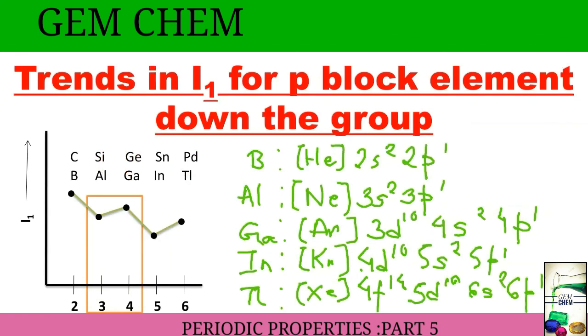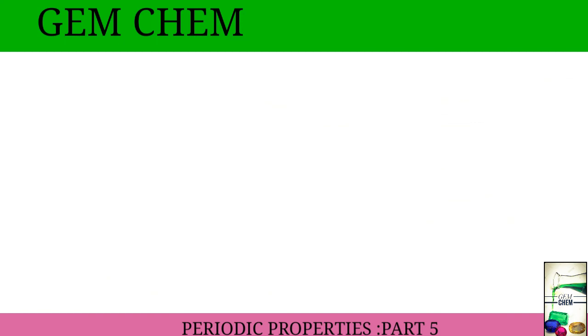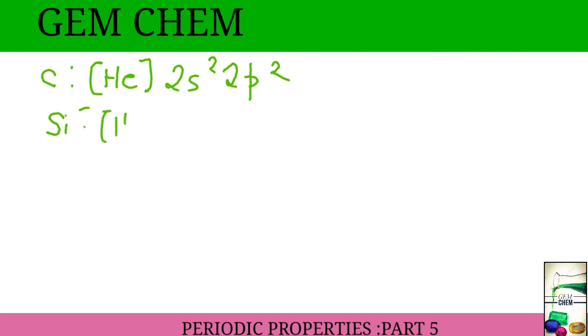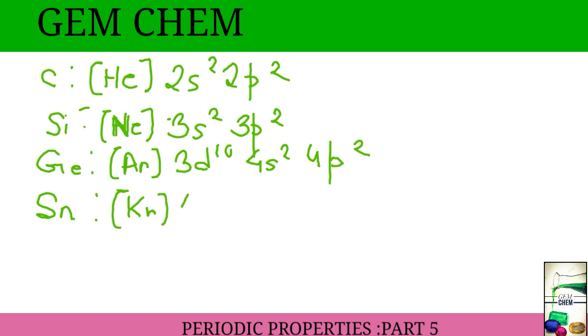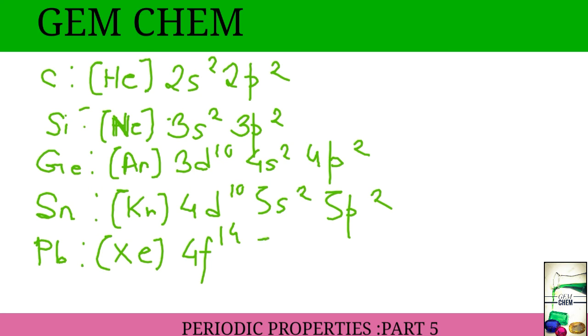So first we write the configurations which we need to know and summarize. Carbon is helium 2s2 2p2, right? For silicon it is neon 3s2 3p2. For germanium it is argon 3d10 4s2 4p2. Whereas for tin it is krypton 4d10 5s2 5p2. And for lead it is xenon 4f14 5d10 6s2 6p2.